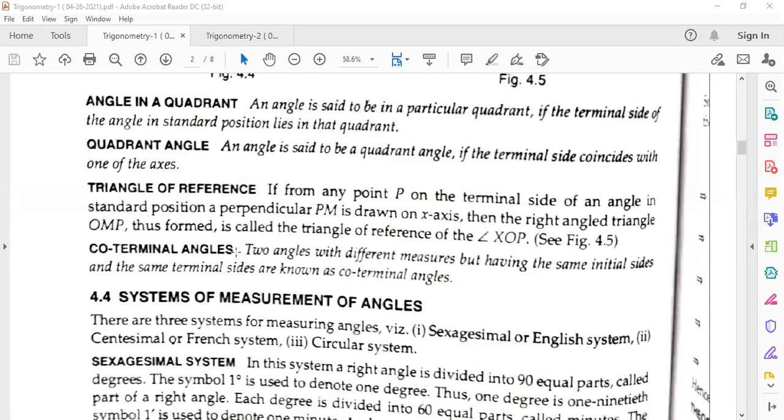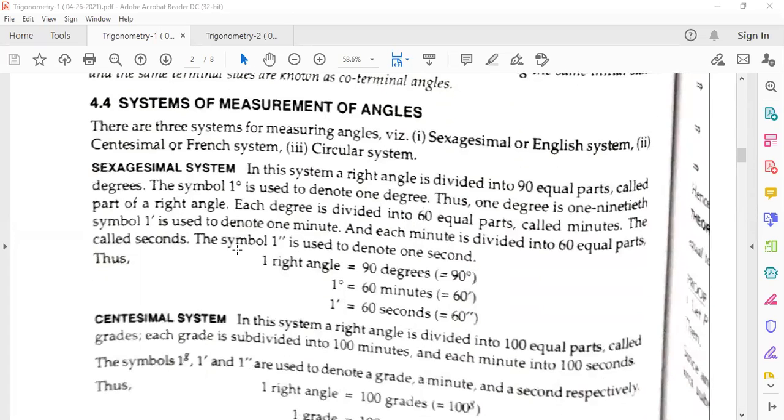Now the system of measurement of angles. How to measure the angle? There are three kinds of systems to measure the angle. Number one, sexagesimal or English system. Number two, centesimal or French system, and number three, circular system. But this French system is nowadays abolished. So we are interested in the sexagesimal or English system and the circular system.